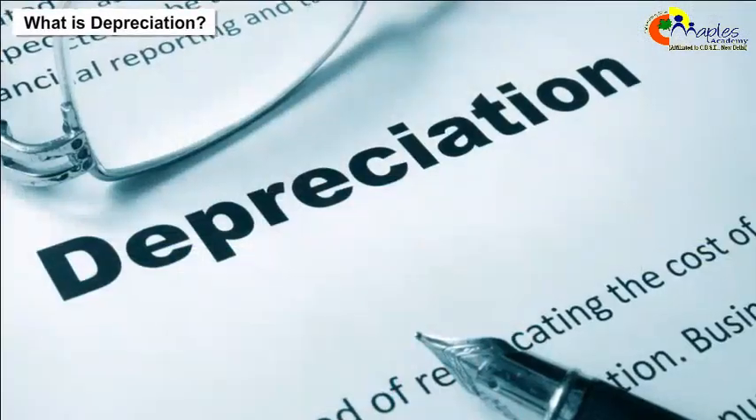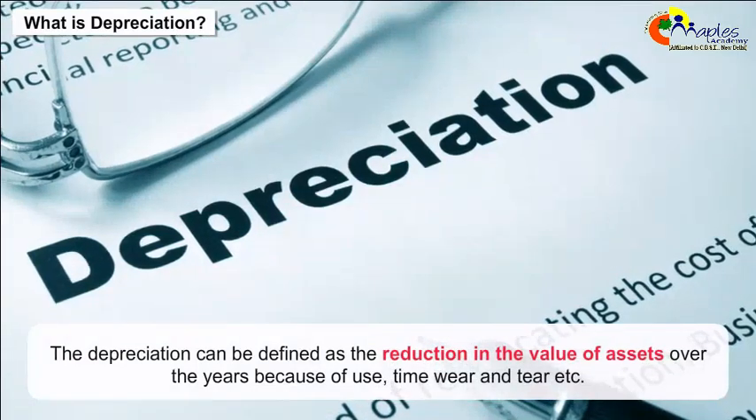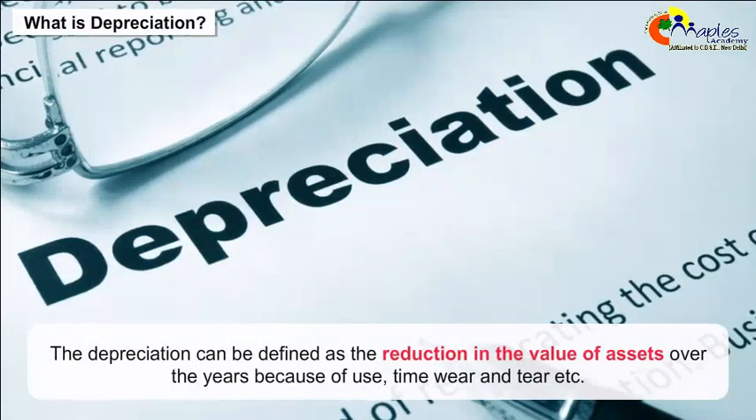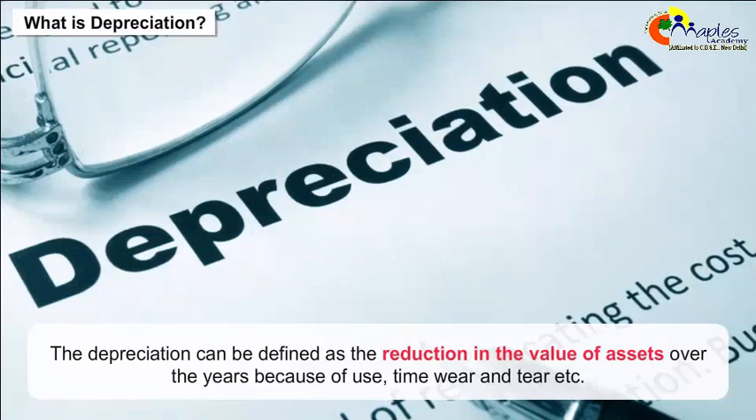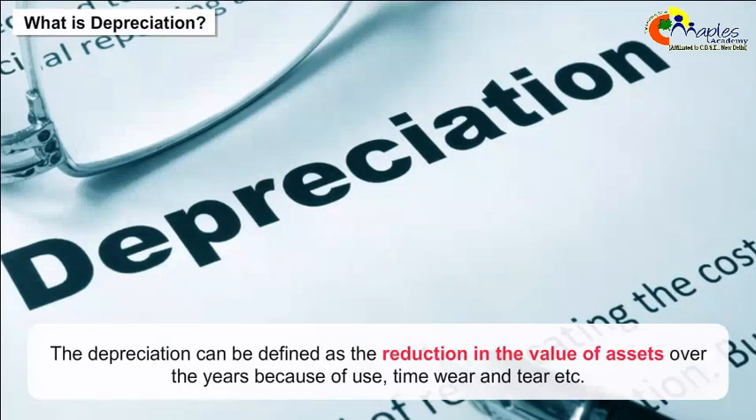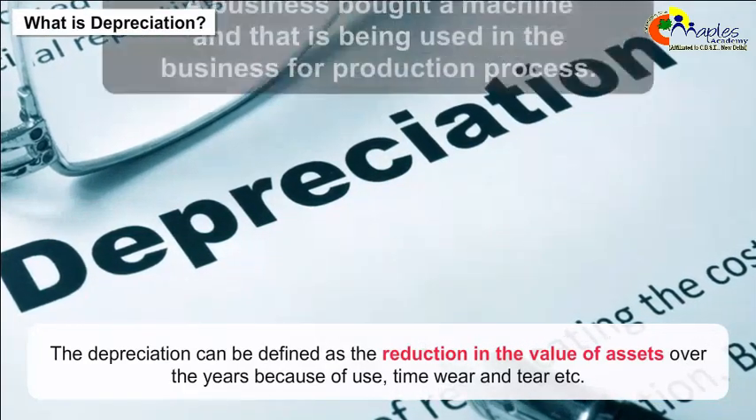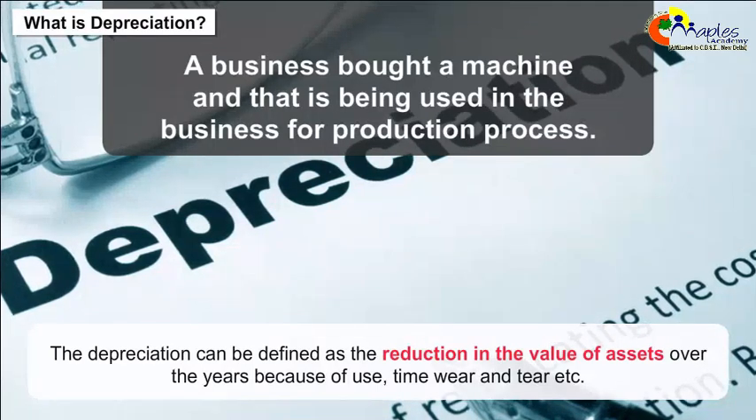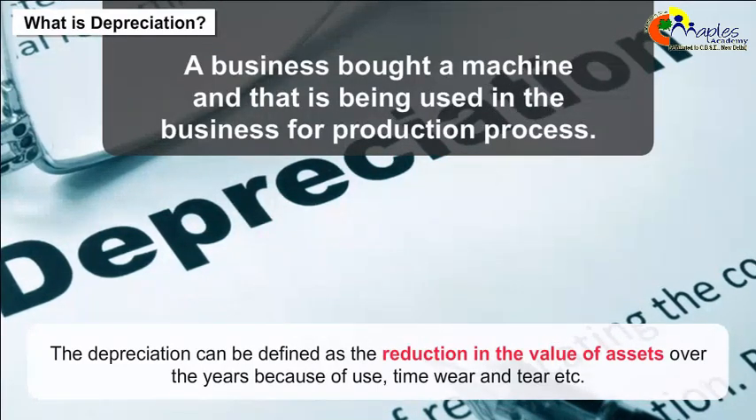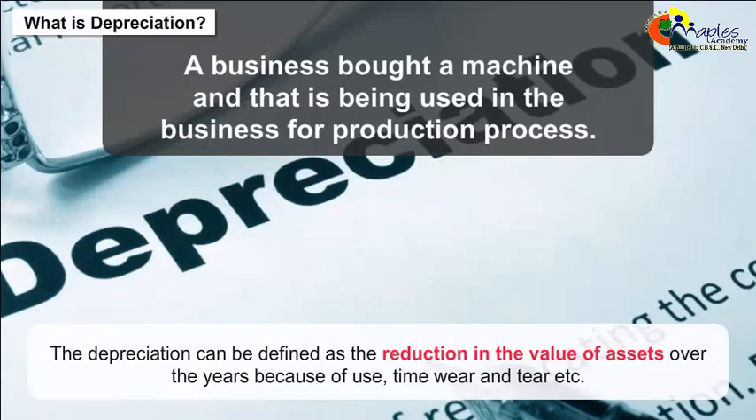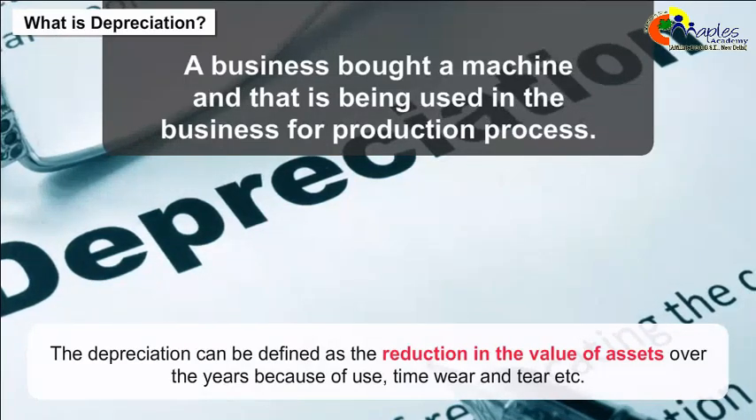What is depreciation? Depreciation can be defined as the reduction in the value of assets over the years because of use, time, wear and tear, etc. For example, a business bought a machine that is being used in the business for the production process. The value of that machine reduces with usage.